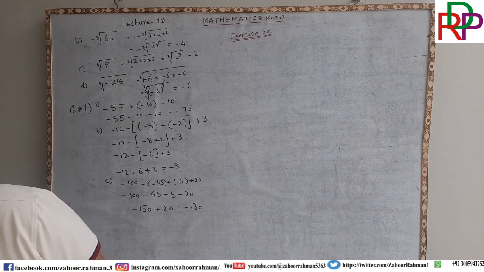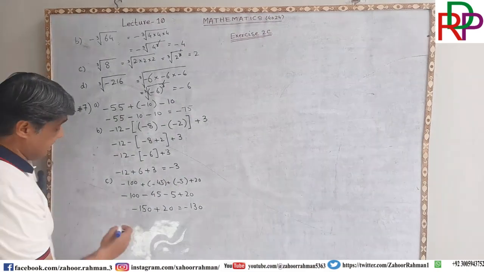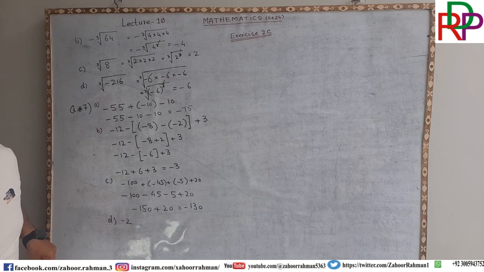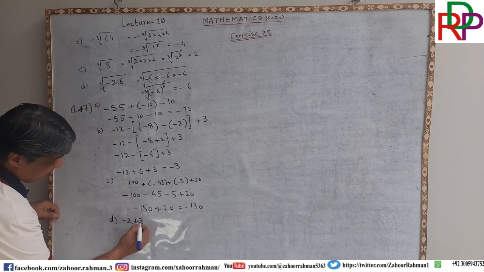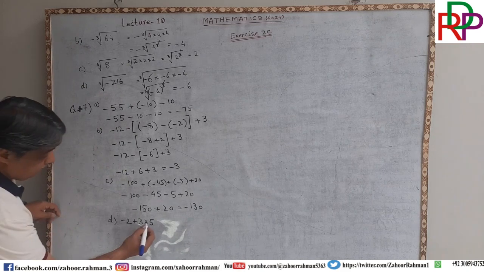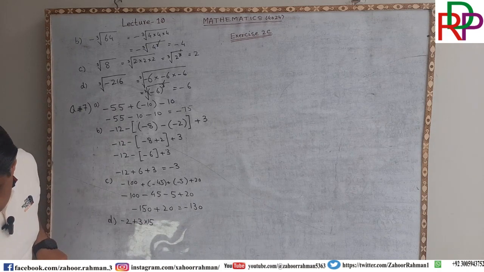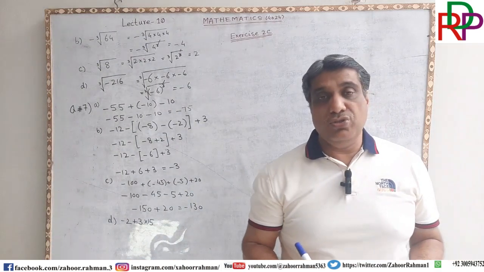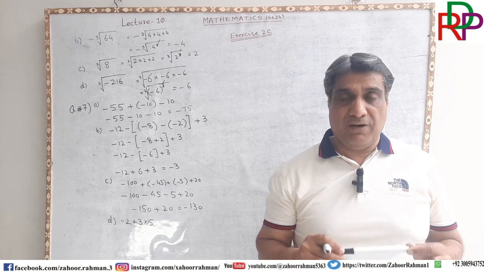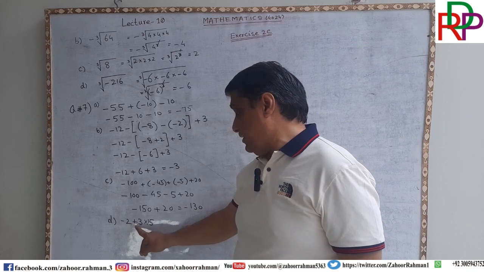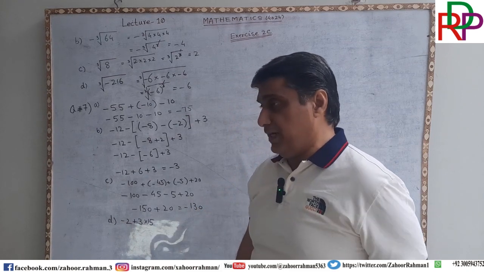Ladies and gentlemen, we are doing the last part for today, and that is D: minus 2 plus 3 multiplied by 15, and then we have to solve it. Here you have to use the priority of operators. This minus is an operator, this plus is an operator, this multiplication is an operator.